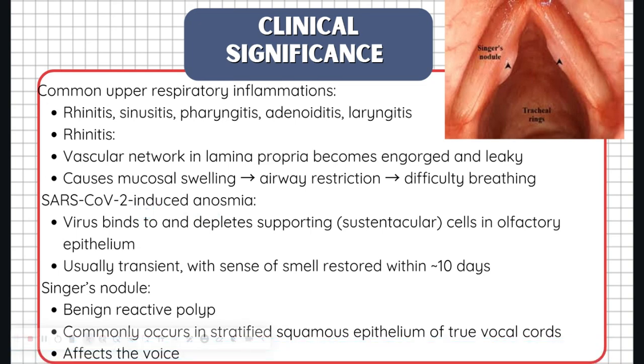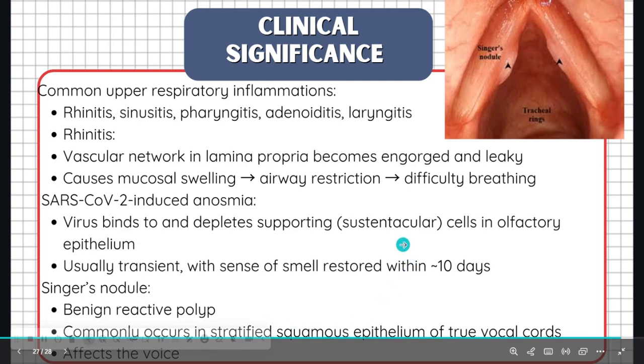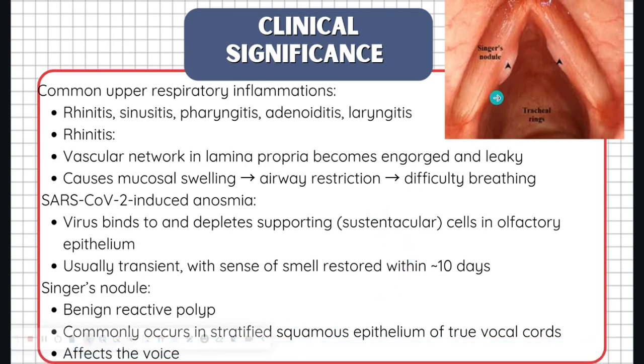Okay, singer's nodule is a benign reactive polyp. Okay, commonly occurs in stratified squamous epithelium of true vocal cords, affects the voice. If you see here, these are singer's nodules. It happens because of a reactive polyp. Okay, I don't believe that they talked about what a polyp was, but if you are interested, you can feel free to do your own research on that. And I had a note somewhere, but I lost it. But what I want you to know is that it causes little protrusions here.